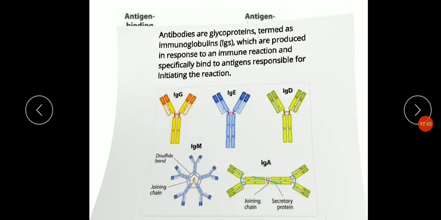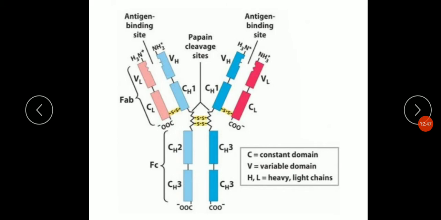So let me study here the structure of antibody. Learn this diagram well. The diagram is most important in this question, that is the structure of antibody. All antibodies contain two identical light chains and two heavy chains. So this is the light chain and this is the heavy chain. Two light chains are there and two heavy chains are there.